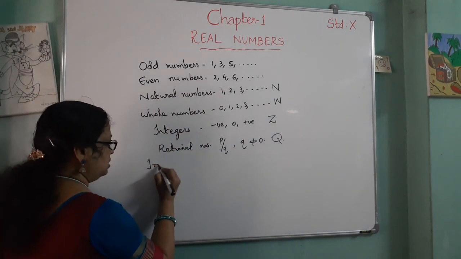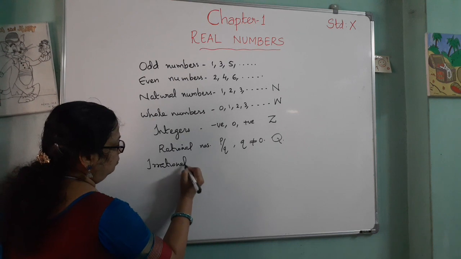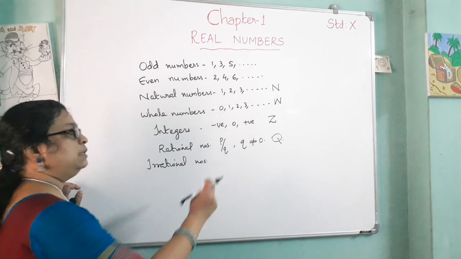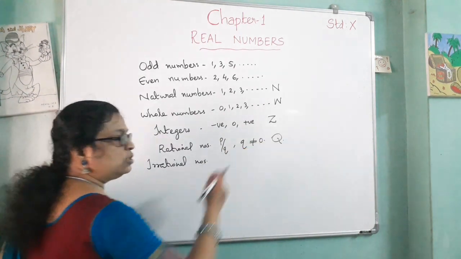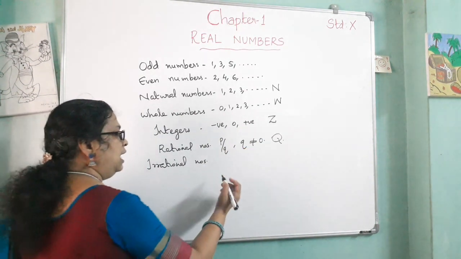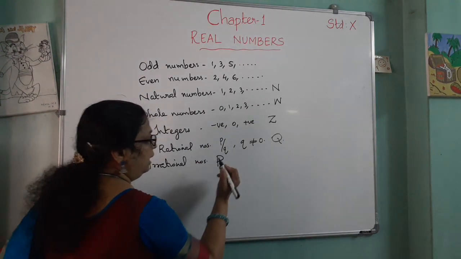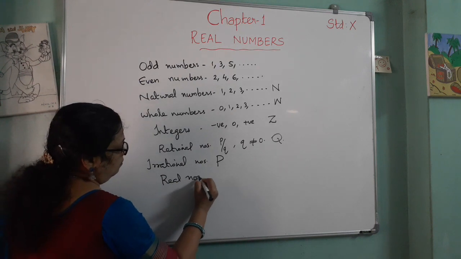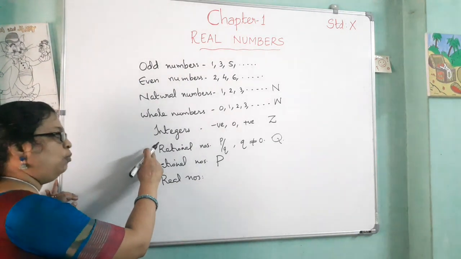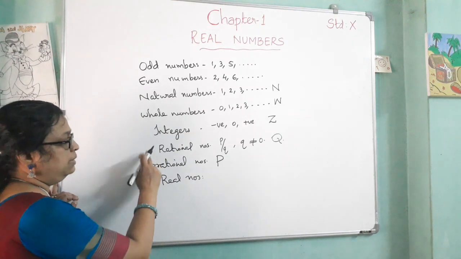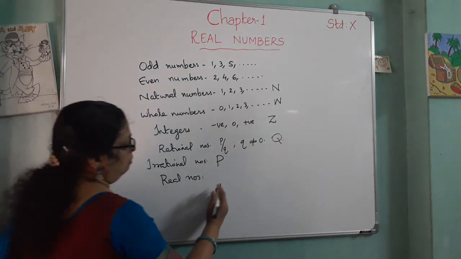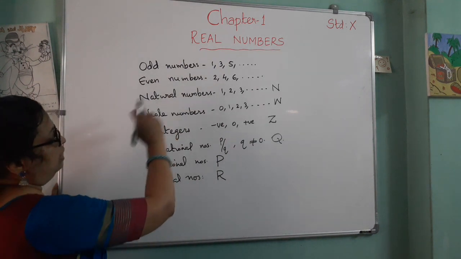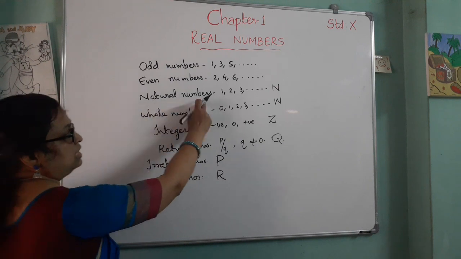Then irrational numbers. Irrational numbers are the numbers which cannot be expressed in the form P by Q where Q is not equal to 0, and irrational numbers are represented by capital P. Then real numbers, that is the combination of rational numbers and irrational numbers are called real numbers, and real numbers are represented by capital R.